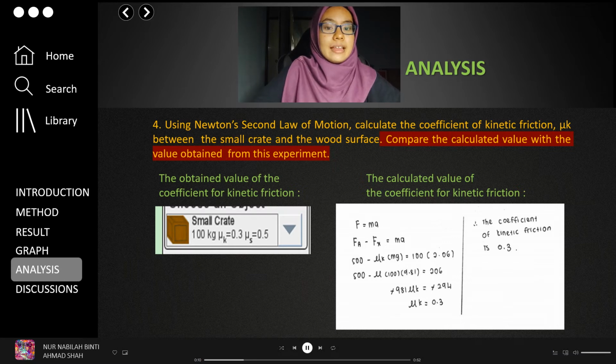We can get the obtained value from the simulation itself, and it shows that mu k is 0.3. The value that we calculate for mu k, we also get 0.3. So we can conclude here that both the obtained value and the calculated value are the same, which is that the coefficient of kinetic friction is 0.3.